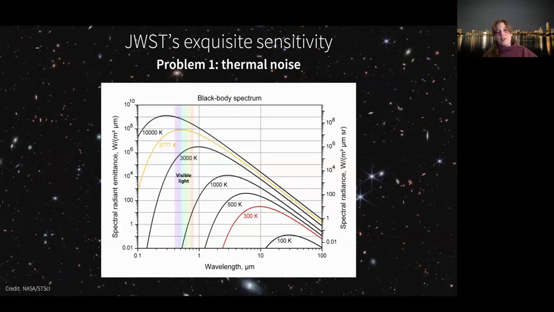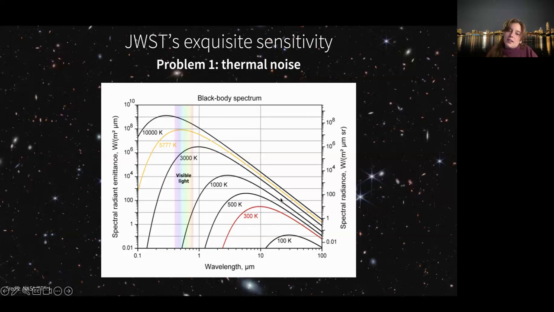Anything that has a temperature is radiating with blackbody radiation, or maybe not exactly blackbody, but roughly. For example, here you can see that 300 Kelvin is roughly order of magnitude room temperature, and that peaks right around 10 microns. Now, I told you that the band for JWST is actually between 1 micron and roughly 30 microns.